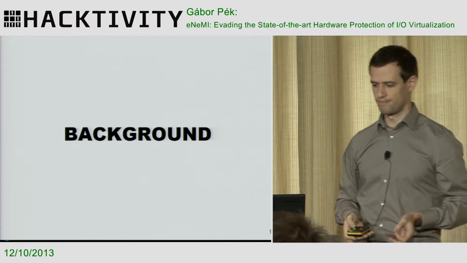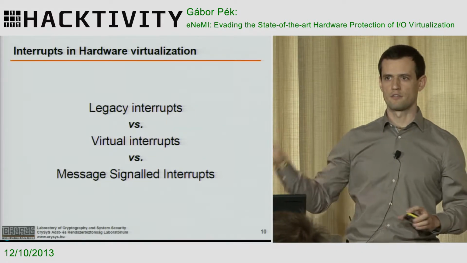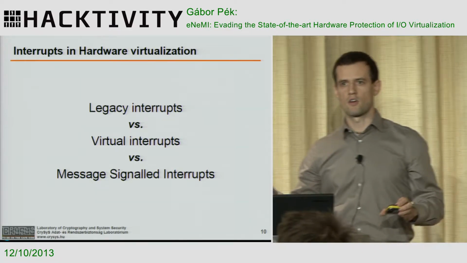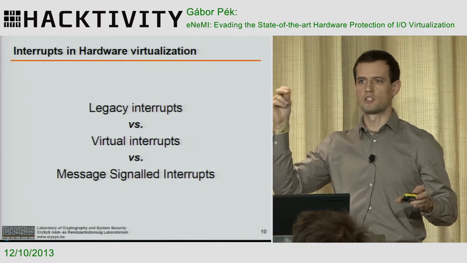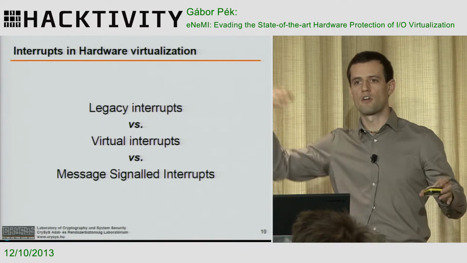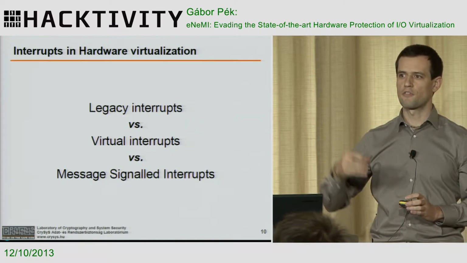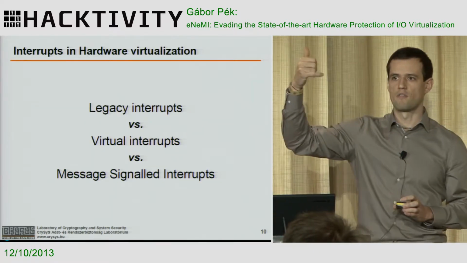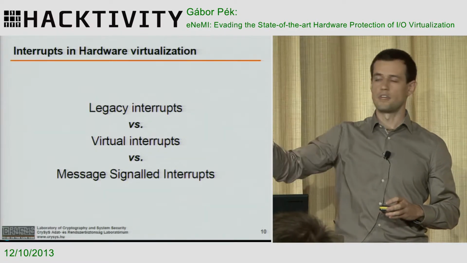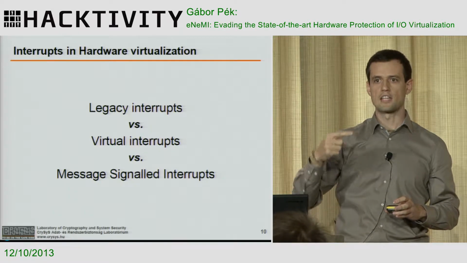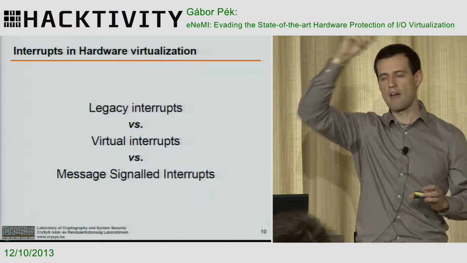So, something about the background. Interrupts in hardware virtualization. First of all, we have to talk about legacy interrupts. So these are the normal interrupts. These go to the CPU via dedicated wires, CPU pins, and basically you can interrupt the CPU by means of these signals, and the external devices use this kind of interrupt generation mechanism. Virtual interrupts are used in virtual environments, in VMs, as the device driver runs inside the VM. The virtual CPU has to be notified about the interrupt handling mechanism. So basically, the virtual CPU is going to handle everything inside the VM.